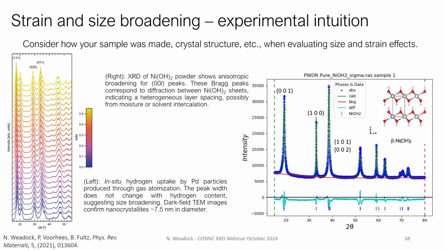On the right, I'm showing X-ray diffraction of nickel hydroxide, the beta phase, where your crystal structure is actually sheets of these nickel hydroxide layers, with the direction normal to those being the C direction of your unit cell. If I index each peak in my diffraction pattern, I can see that the 00L family of planes are much broader than the H00 or mixed indices peaks. What that's telling me is that there's disorder in the interlayer stacking only.